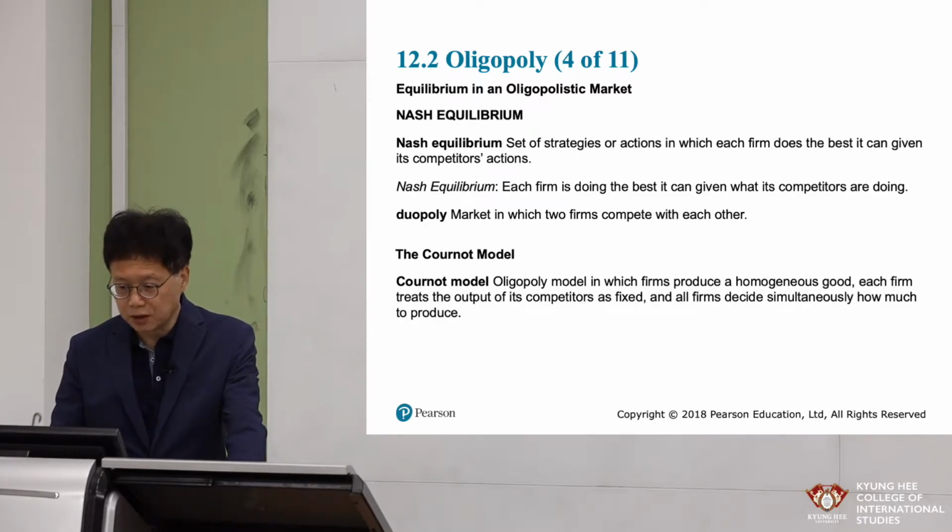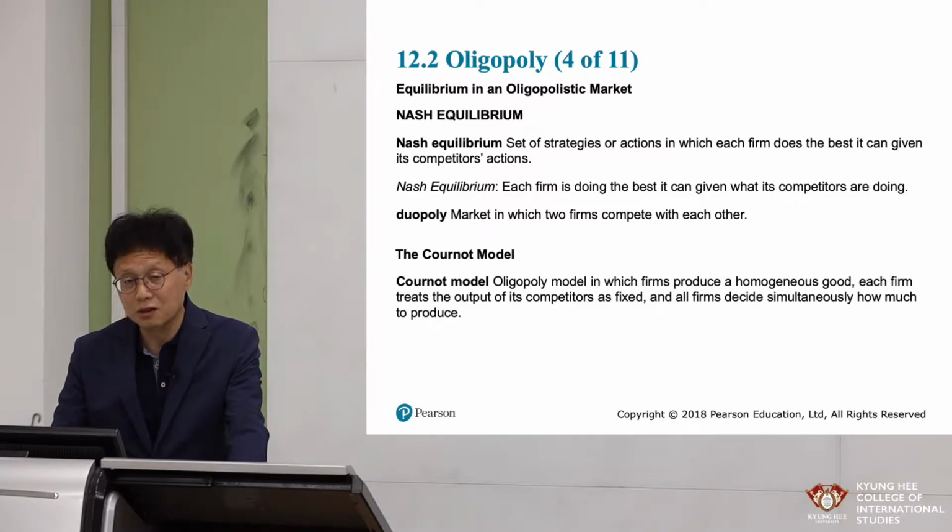Okay, slide number 14. Equilibrium in oligopolistic market. So Nash equilibrium means a set of strategies or actions in which each firm does the best it can given its competitor's actions. We already studied Nash equilibrium in introductory level microeconomics. So Nash equilibrium is each firm doing the best it can given what its competitors are doing.